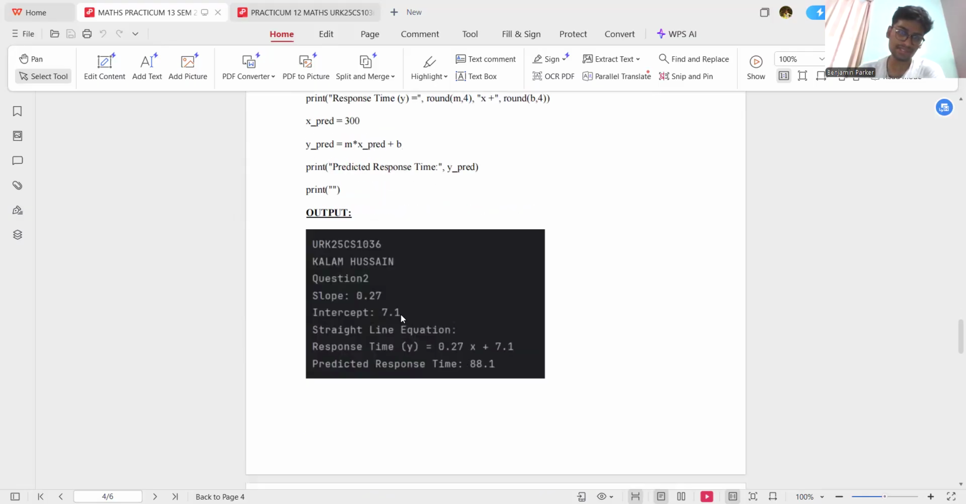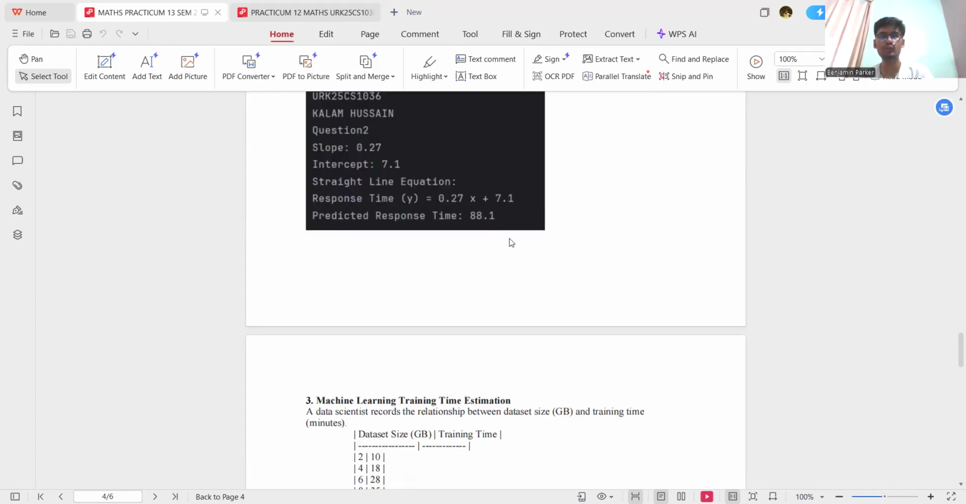And after that, we dive into the output, which is: the slope is 0.27, the intercept is 7.1, the straight line equation is response time y is equal to 0.27x plus 7.1. And after that, the predicted response time is 88.1.